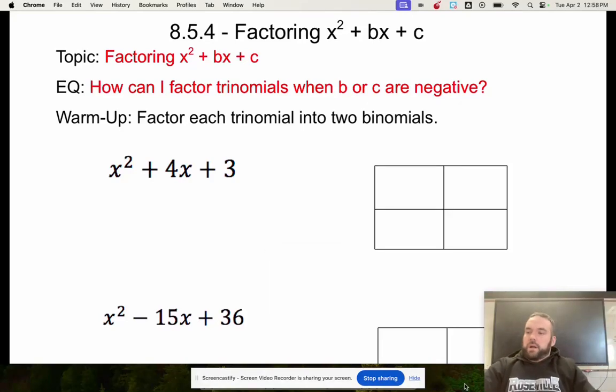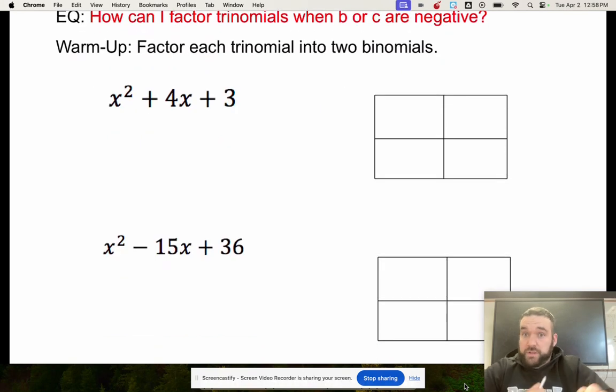Hey there. In this video, we're going to take a quick look at how we factor trinomials when we're dealing with numbers that aren't all positive. In the previous lesson, we looked at how to factor trinomials that only have positive values in them, such as the two that you see on the screen right now. But what we're going to take a look at after we remind ourselves of how these trinomials work is what happens when we put a negative in the mix.